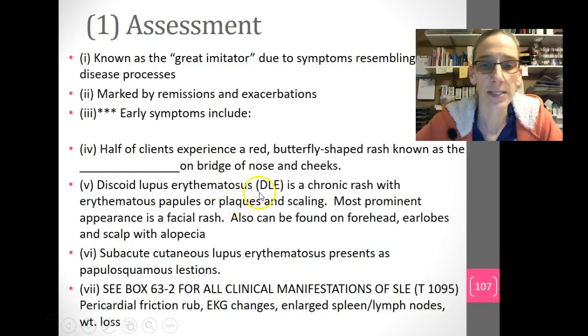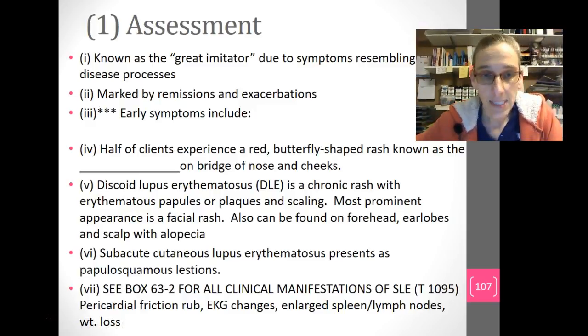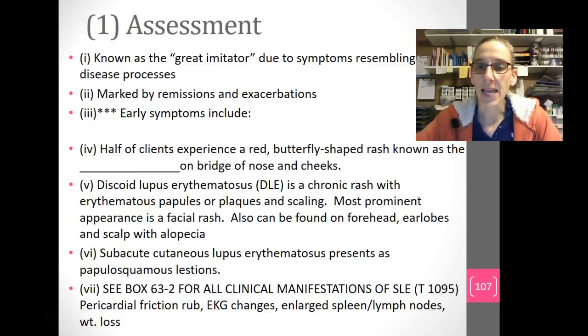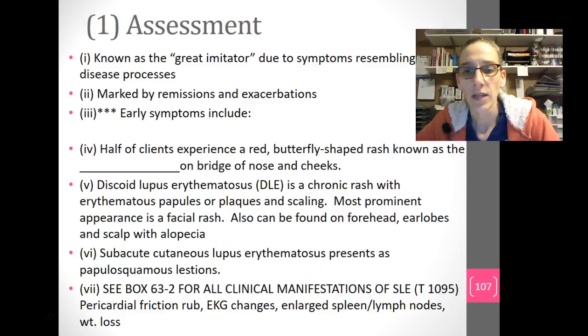Discoid lupus erythematosus, so DLE, is a chronic rash with erythematous papules or plaques and scaling. Its most prominent appearance is a facial rash. It can also be found on the forehead, earlobes, and scalp with alopecia. If you don't know alopecia, be sure you look it up. It is a flat red rash that heals with scarring.